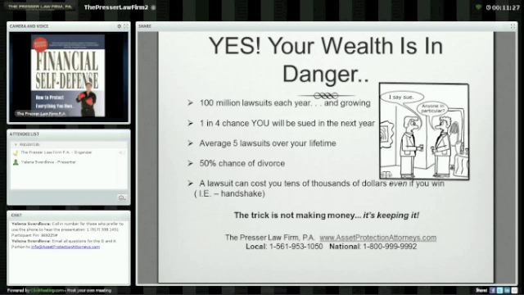The trick is not making money, it's keeping it. It's a lot harder to keep your money than it is to make it. And again, the challenge we give to clients is that for every 60 minutes you spend making money, spend 60 seconds thinking about how to protect it.